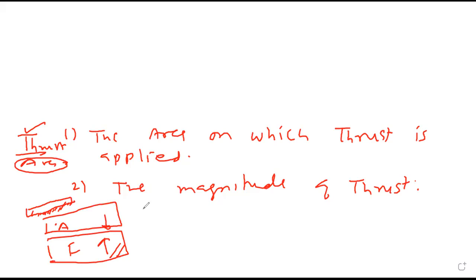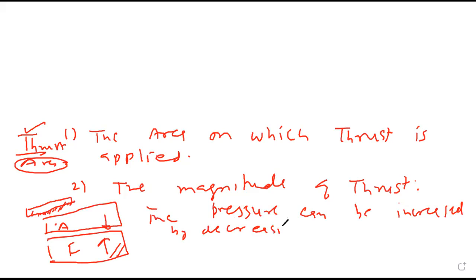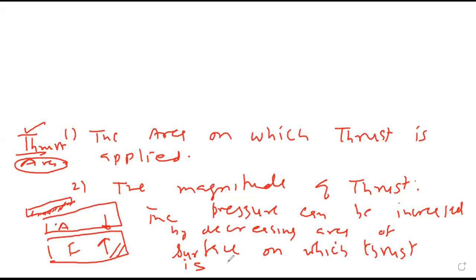Right. Next line. The pressure can be increased by decreasing area of surface on which thrust is applied.